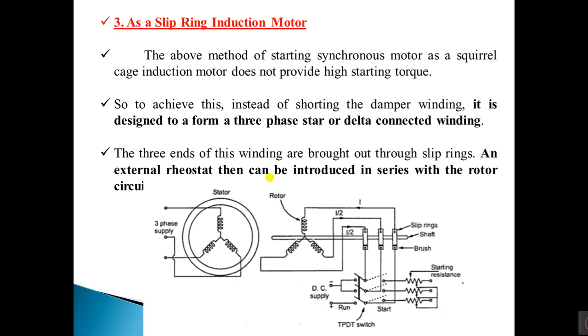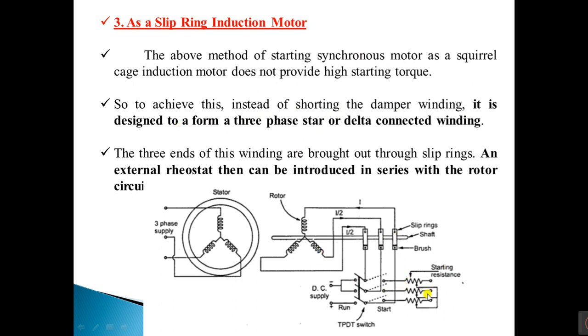Next method is as a slip ring induction motor. Here we are connecting additional resistance. So, in the previous case, starting up a synchronous motor as a squirrel cage induction motor does not provide high starting torque. So, to achieve high starting torque, instead of short circuiting by damper winding, it is designed to form a three-phase star or delta connected winding.